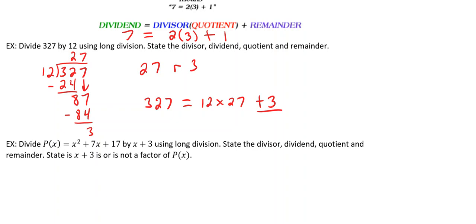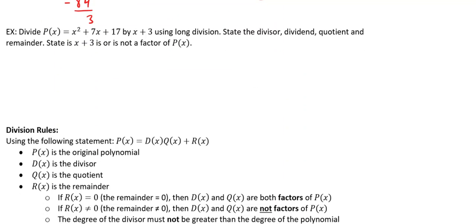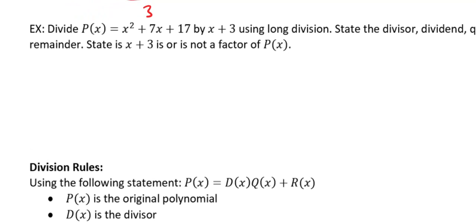Okay? All right. Now, let's do it with polynomials. So, lots of similarities here. If we took this polynomial, we'd write out our symbol again, and x squared plus 7x plus 17. And then we're going to divide that by x plus 3.